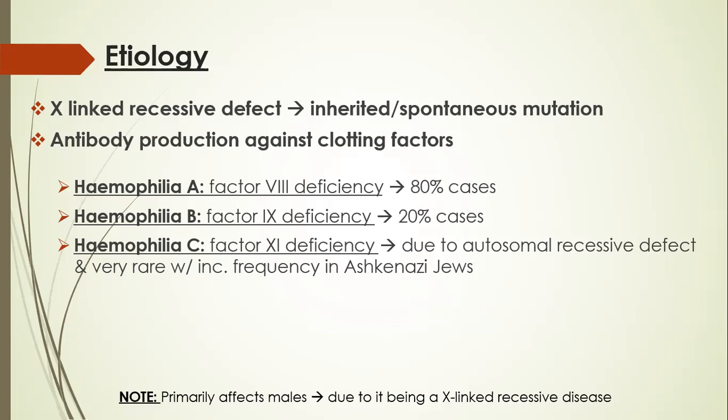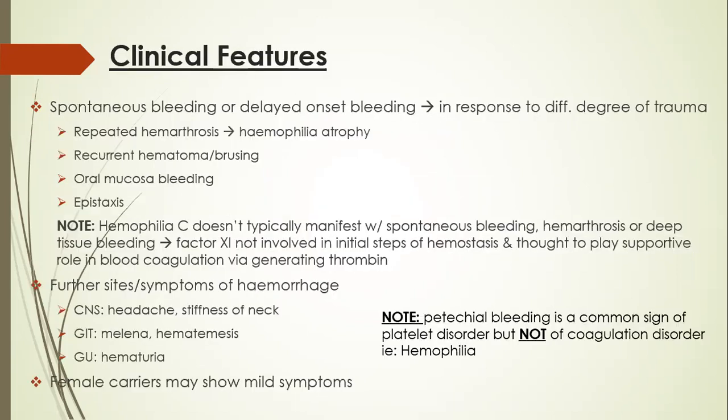So in hemophilia A, there's a factor 8 deficiency, and this makes up 80% of the cases, so it's the most common. Hemophilia B is a factor 9 deficiency, which makes up 20% of the cases, and hemophilia C, which is the rarest, is due to factor 11 deficiency, and it's due to autosomal recessive defects, and it's very rare with increased frequency in the Ashkenazi Jews population. Note that hemophilia primarily affects the males due to it being an X-linked recessive disease, so it's more likely to show in males, and females are mostly carriers.